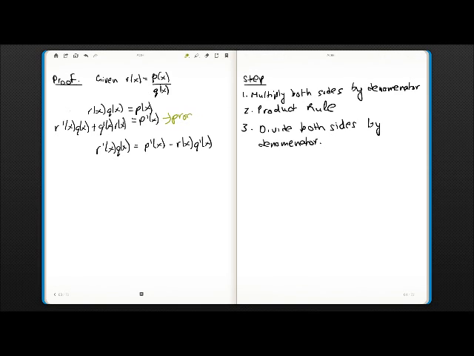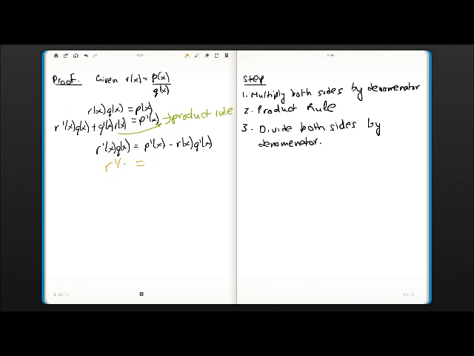So the product rule: d first second plus d second first. Then you subtract, bringing q prime of x times r of x to the other side. Then you divide both sides by q of x.